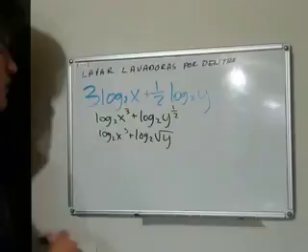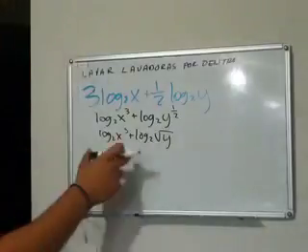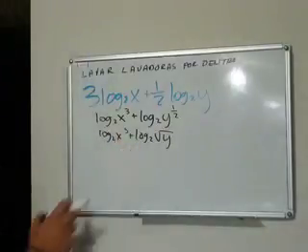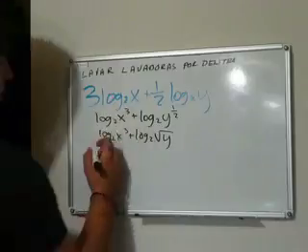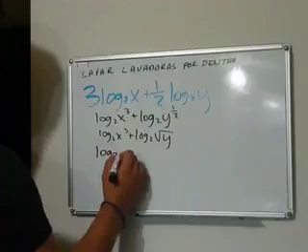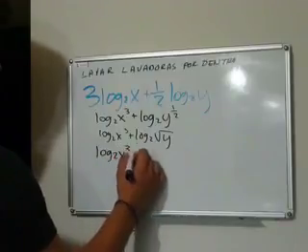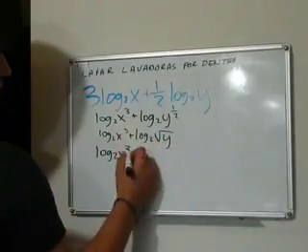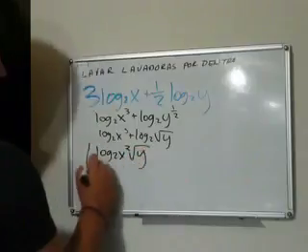Y. Okay, and now the final step: since we're adding here, it's going to be multiplying, and we get rid of one log. It's just going to be log 2x cubed times the square root of y. This is the final answer.